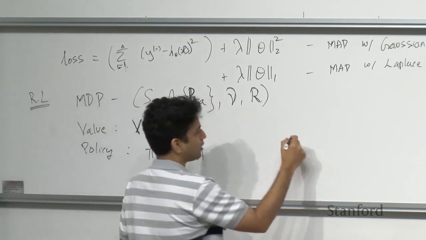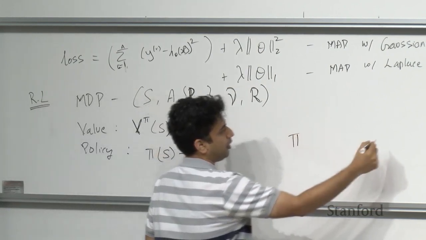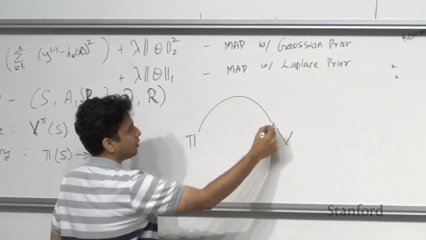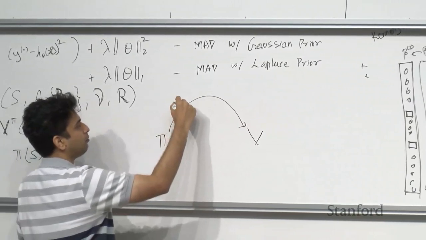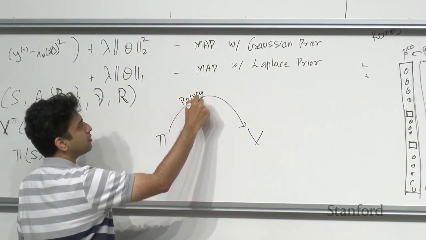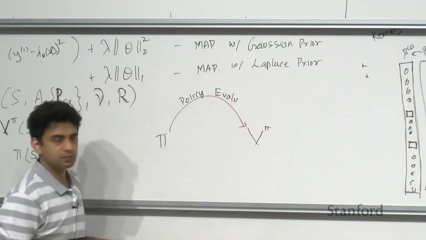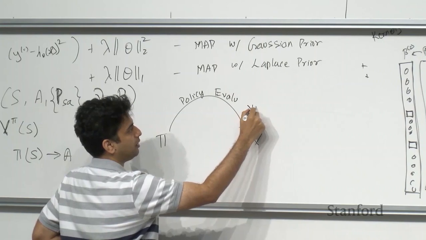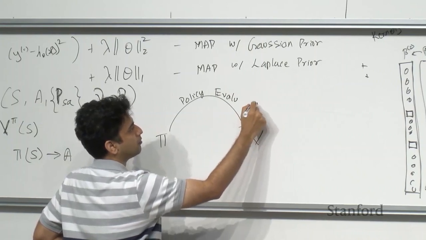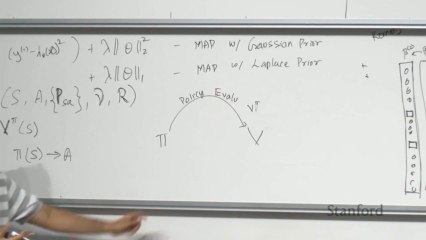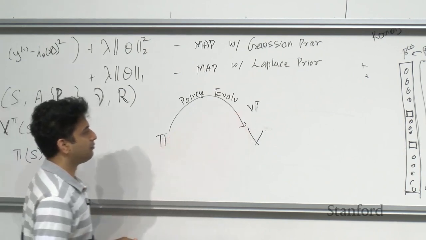And these two concepts, policy and value, are kind of related. If you're given a policy pi, you can perform something called policy evaluation and get V pi. And to get V pi, you can obtain it using a simple set of linear equations. You can just solve the linear equations and get the values for all the different states.